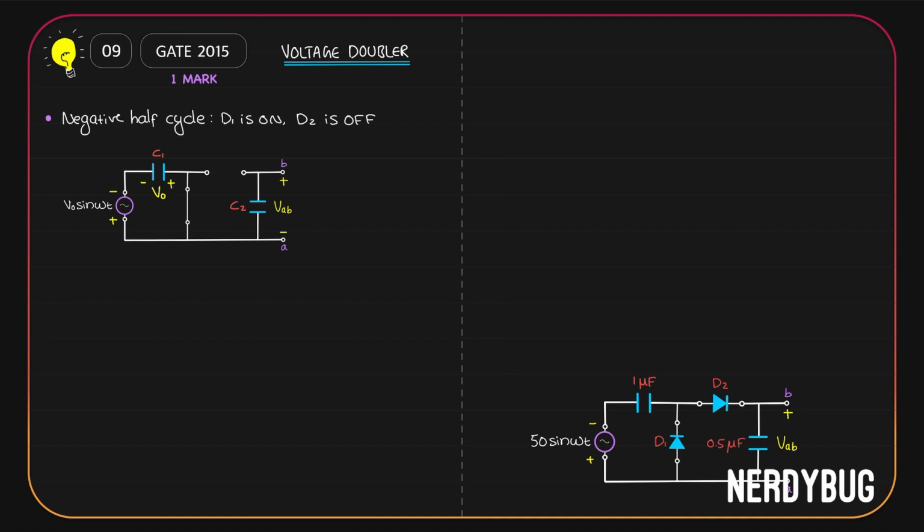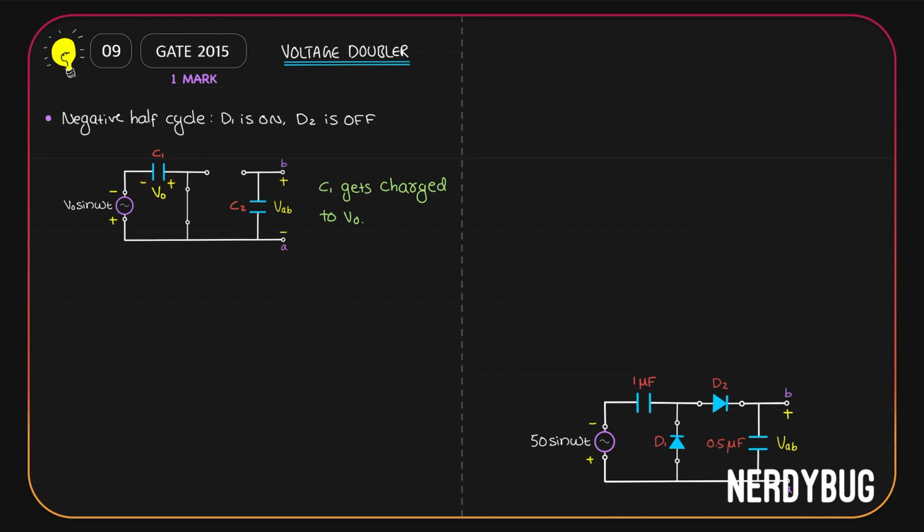If the capacitor has to discharge, then current has to flow in this direction through the diode. But take a look at the diode. If current has to flow in this direction, that means current has to flow from the N side to the P side of the diode, which is not possible. So in the second half of the negative half cycle, the capacitor will not be able to discharge. So the potential across C1 will remain V0. So basically what happens in the negative half cycle is that C1 gets charged to V0 with negative potential here and positive over here.